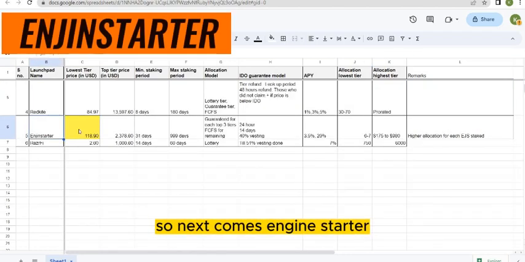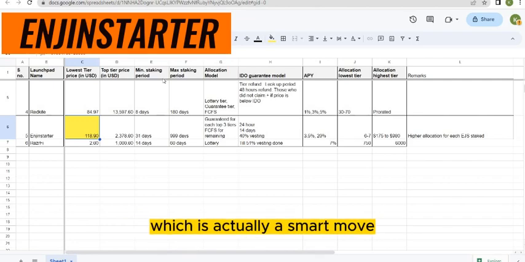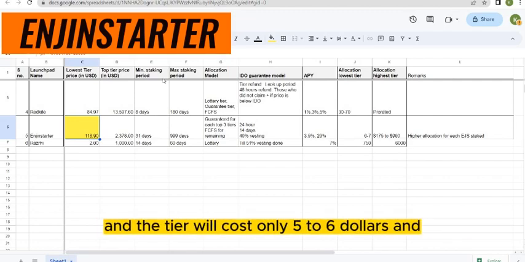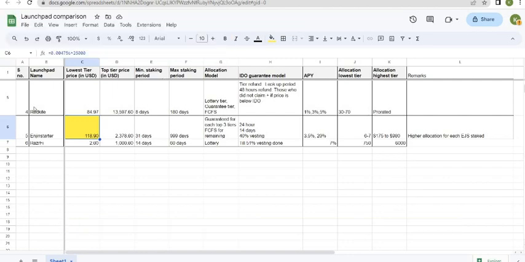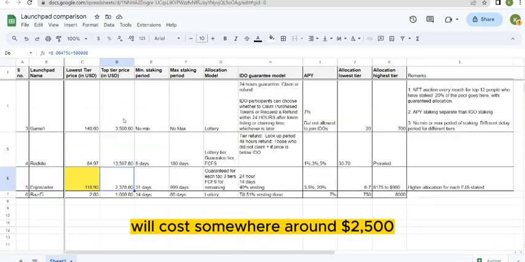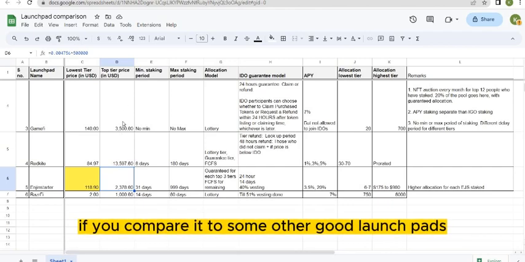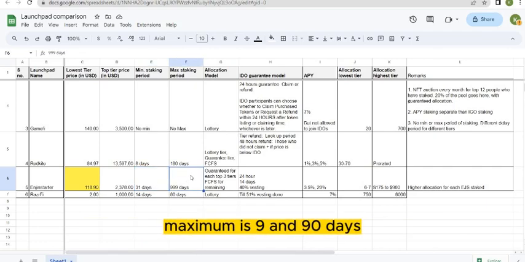So next comes Enjinstarter. Getting into the lowest tier where you can get a guaranteed allocation will cost you $120. There is another tier with Enjinstarter, which is actually a smart move, which will cost only $5 to $6, but you will be eligible to get into their FCFS rounds. The top tier in Enjinstarter will cost somewhere around $2,500, which is also very inexpensive if you compare it to some other good launchpads. They offer different staking periods. Minimum staking is 31 days, maximum is 990 days.